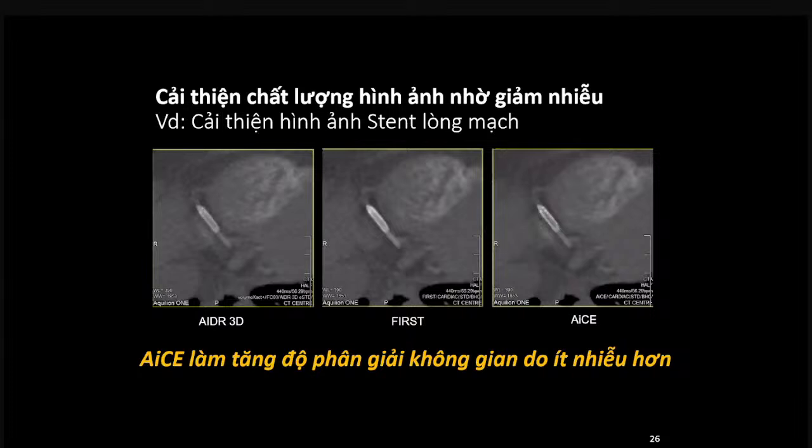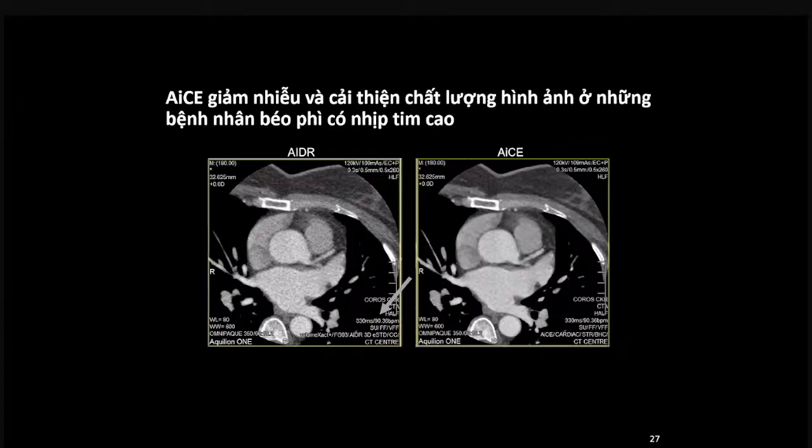We also found that with stents you can see better because there is less noise in the images. Incidentally, we also found that AICE reduces noise and improves image quality in large obese patients with high heart rates. This is a patient whose heart rate was high, I think it was 90 beats per minute, and who had a high BMI. You can see we scanned with 120 kV.